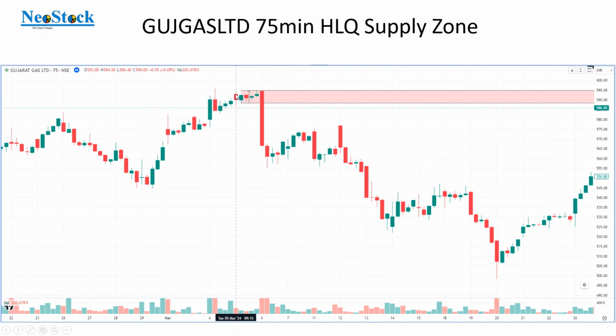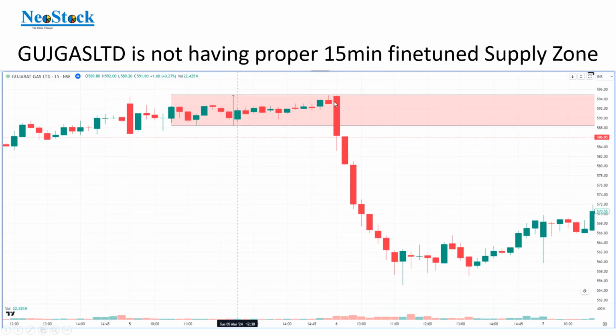Next one is Gujarat Gas Limited. So this is a leg-in, 1, 2, 3, 4 base candles and a drop candle according to our software. This is a high liquidity zone, 75 minutes high liquidity zone. But when we fine tune with 15 minutes, see again the structure, very bad structure. 1, 2, 3, 4, 5, 6, 7, 8, 9, 10, 11. Maybe you can consider this as a rally leg-in and remaining all base candles. Such kind of zones will be violated easily.